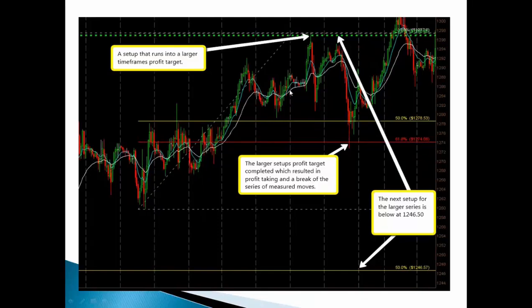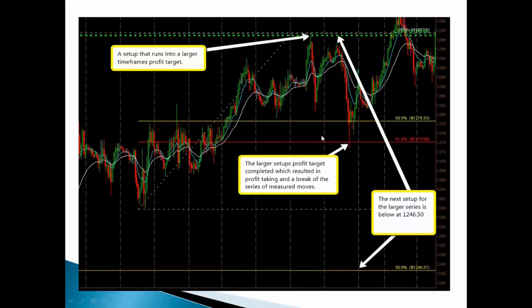We had a pullback, okay, which came after a larger setup's profit target had been hit. Now, we could be in a series of measured move longs up into that larger setup's profit target, but after it's completed, because it's bigger, it has more power. The next measured move in a series cannot be trusted off a larger setup's profit target. As you can see here, the larger setup's profit target completed, which resulted in profit taking, in a break of the series of measured moves.